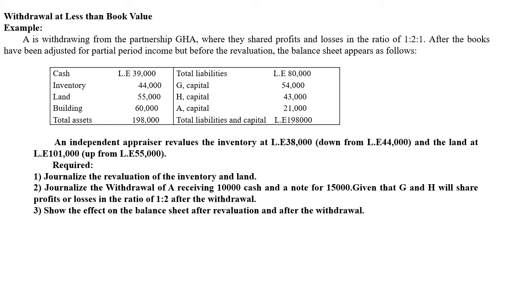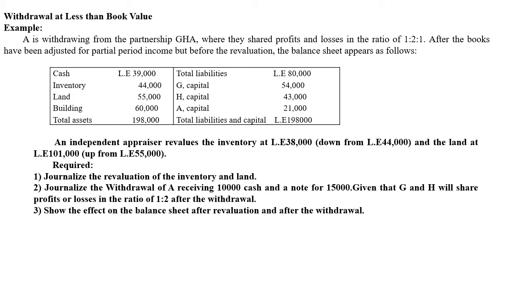But when he says that the partner is withdrawing, he said that he receives 10,000 cash and a note payable for 15,000, which means he's going to get 10,000 cash and he's going to get 15,000 later on. He's not going to get them now. So it would be a liability on the partnership. It's a note payable on the partnership to the partner who is leaving the business, which means he's going to get a total value of 25,000.